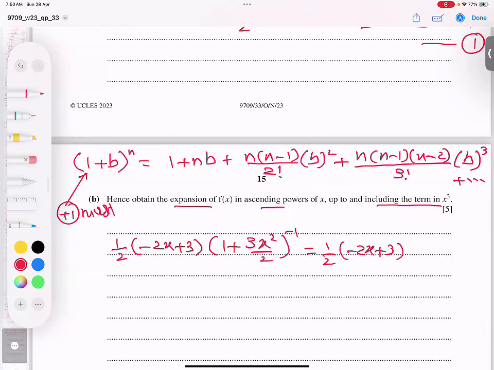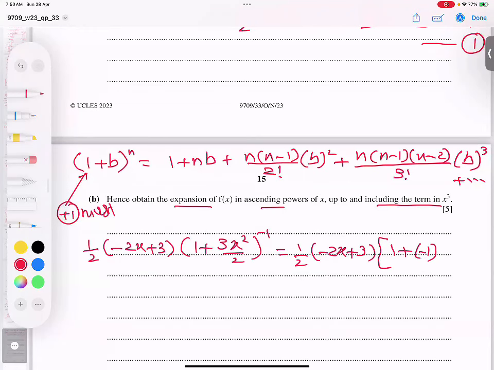I mean to say, how to expand it: the first value is 1, I will write. The second formula is nb, the power in the second term. So the power in the second term, multiply. So I get a -1 into, sorry for the little space issue, 3x to power 2 by 2 and so on.